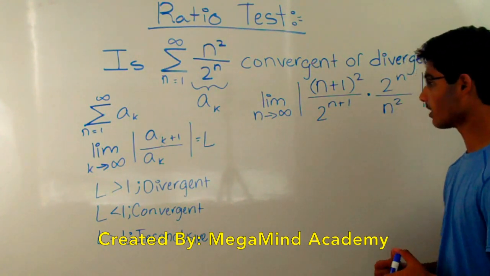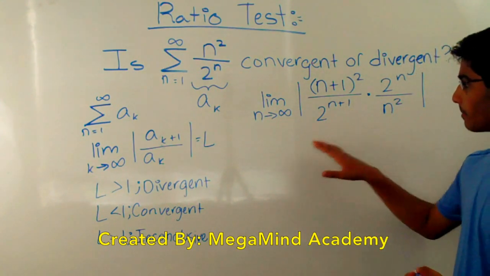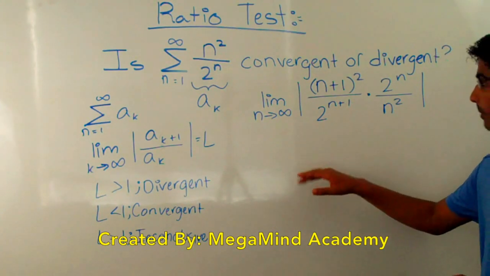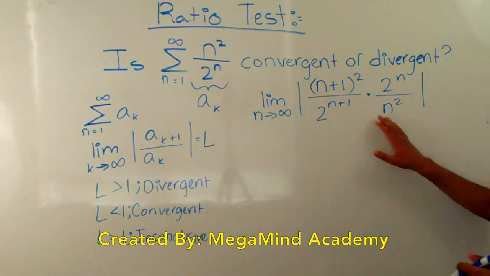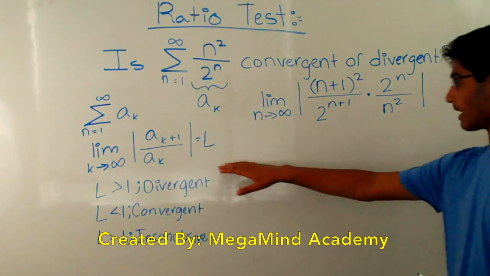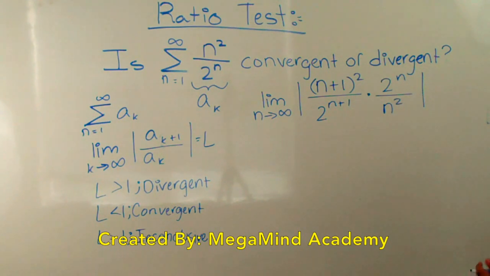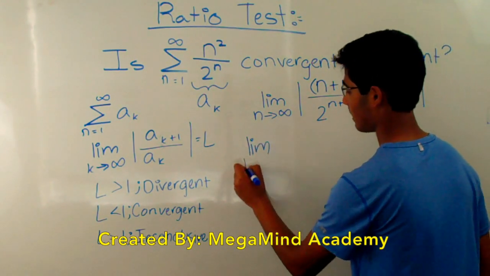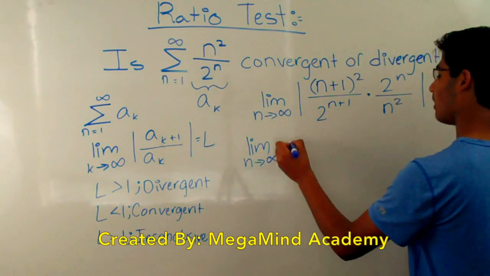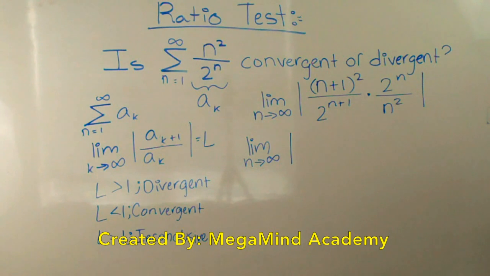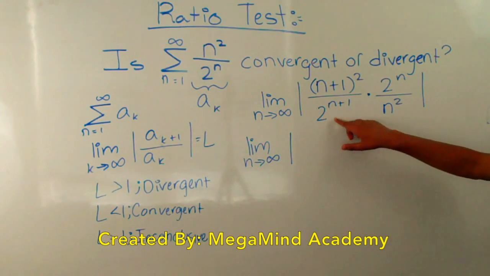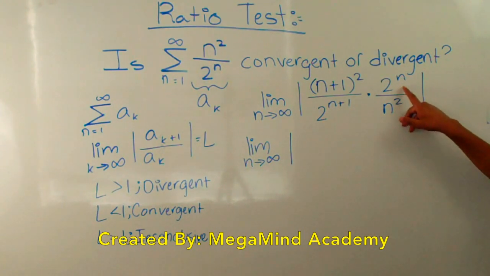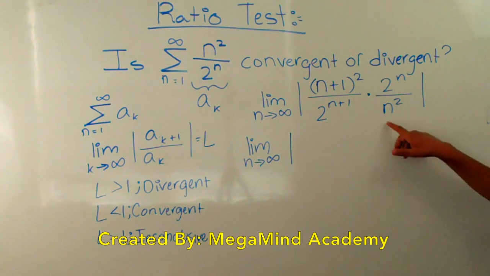So we have a sub k plus 1 here, divided by a sub k, or multiplied by the reciprocal of a sub k, which is 2 to the n power over n squared. Now how do we simplify this down? This would be the limit as n approaches infinity of n plus 1 squared. Now we could expand that, but let's not do that right now, times 2 to the n power over 2 to the n plus 1 power, all over n squared.